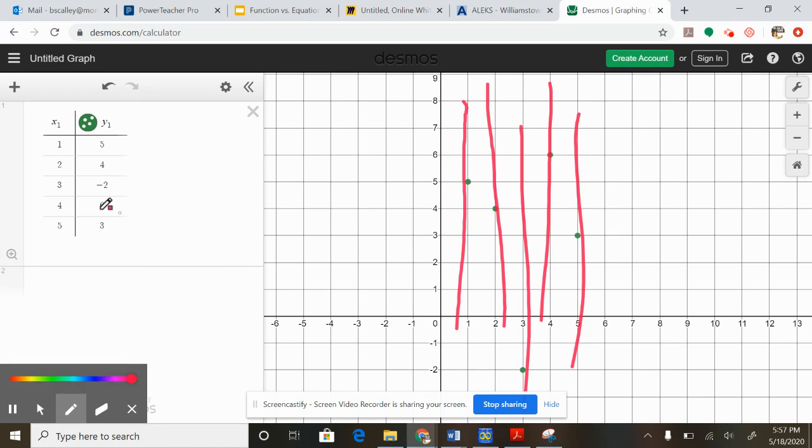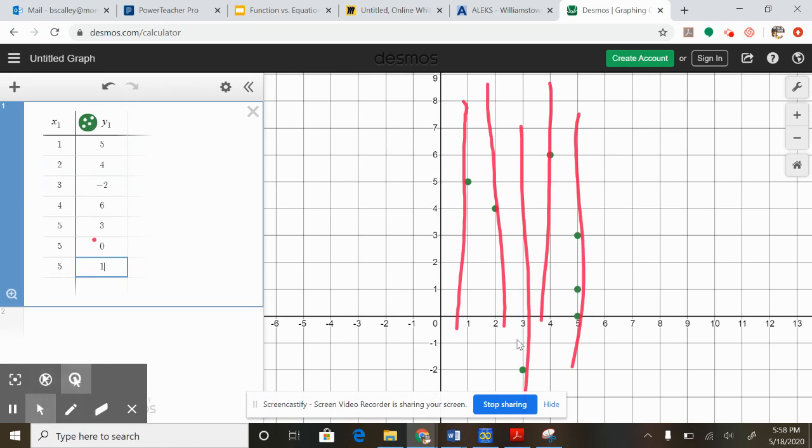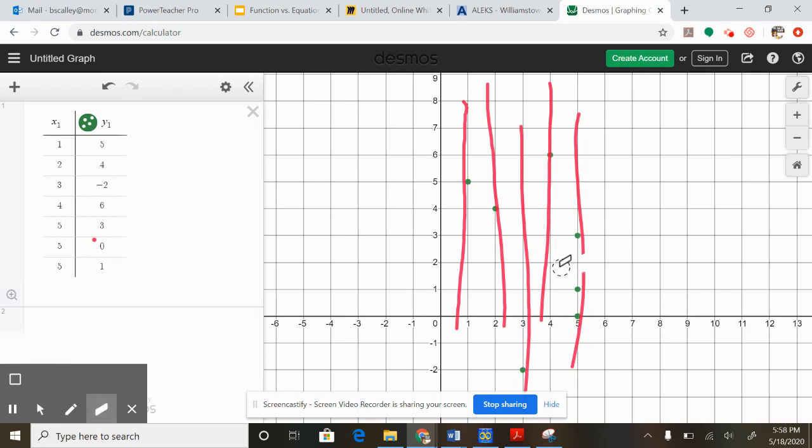Now, if I go ahead and add a line to this table, so if I were to add a line to this table and I would say now 5, 0, 5, 0, or 5, 1. Well, now you look at my graph and you see that this last vertical line I drew, I mean, yes, it's a little crooked. Let me see if I could do that better.